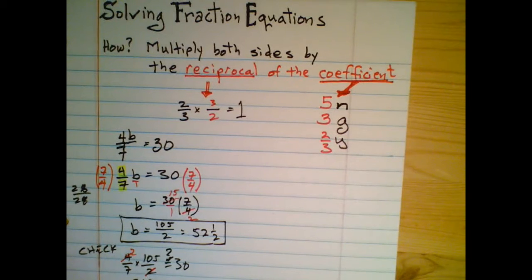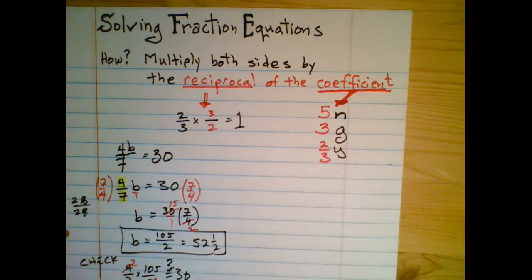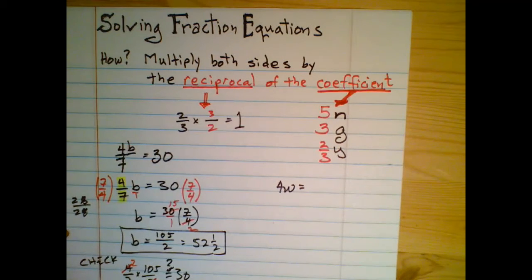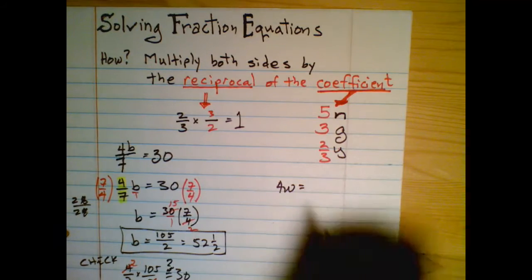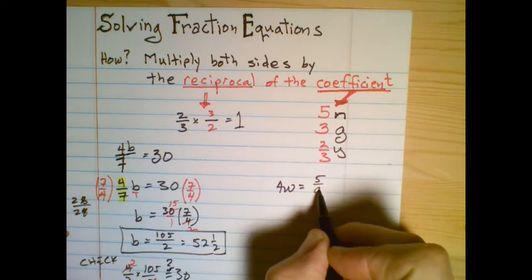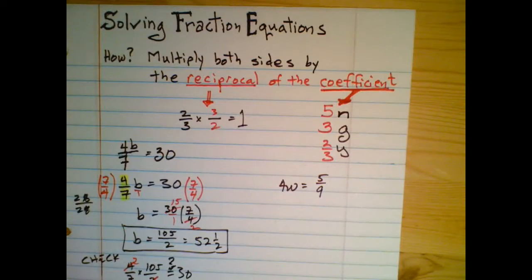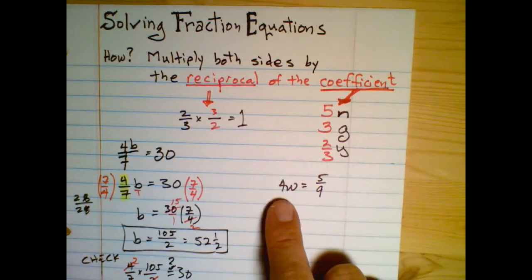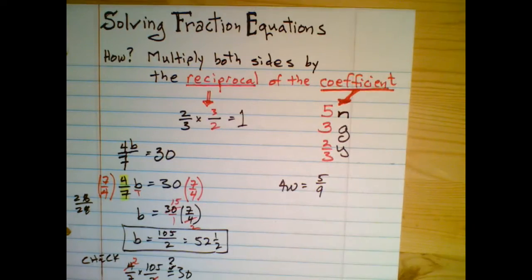So let's do one more example that looks a little bit different. Let's do 4w equals 5/9. Okay, so I want to multiply both sides by the reciprocal of the coefficient. Well, here's my coefficient.